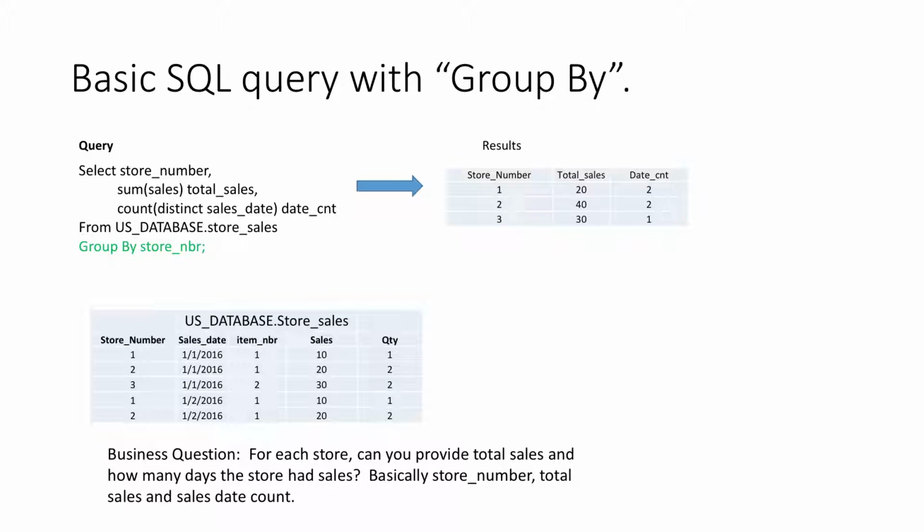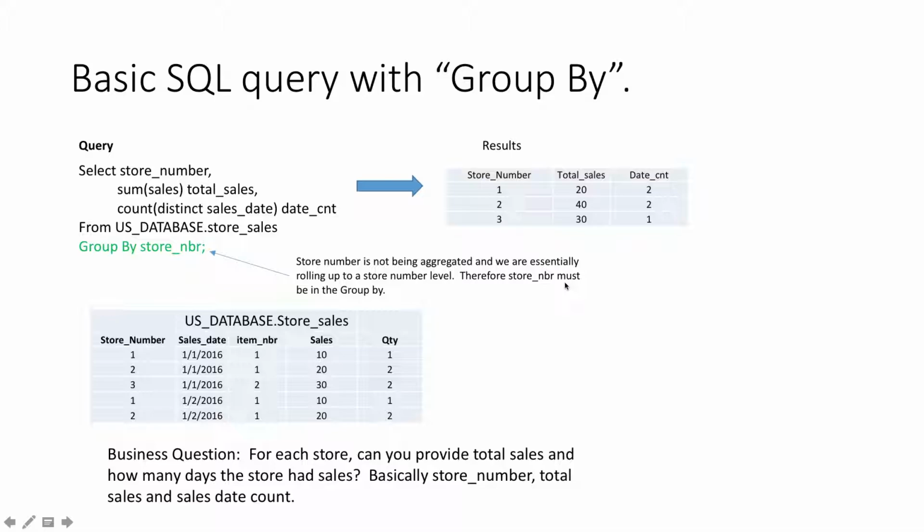We have store number. See, it didn't aggregate store number because we don't have an aggregation being performed on it. So we have store number, sales is going to be aggregated, and date is going to be aggregated. So if you look, we have one row for store number 1 because we're rolling up to that level. So store number 1, we add the sales, 10 and 10, we have 20. And we have 2 different dates. It just counted the distinct dates.